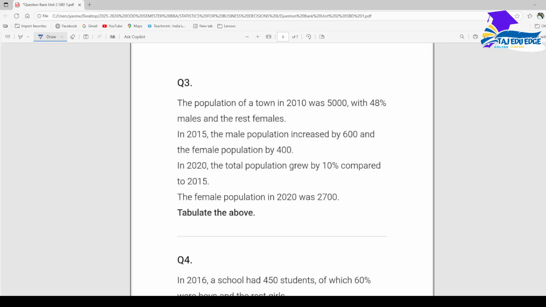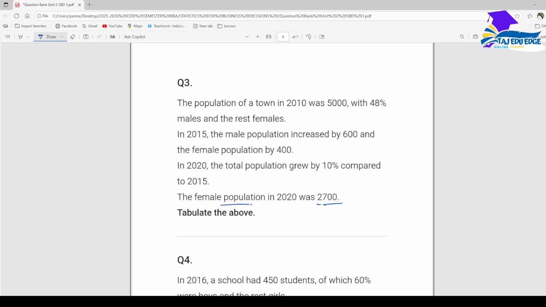You know that in 2015, the male population increased by 600. So to the male population you got, you have to add 600, and to the female population you have to add 400. Then you will get the 2015 data. In 2020, the total population grew by 10% compared to 2015. So whatever total population you get in 2015, calculate 10% of it and add it to the 2015 total population, and you will get the total population of 2020. In that 2020 total population, 2,700 are female.